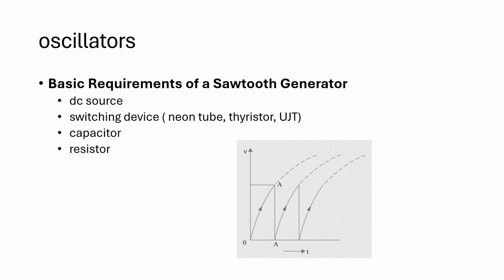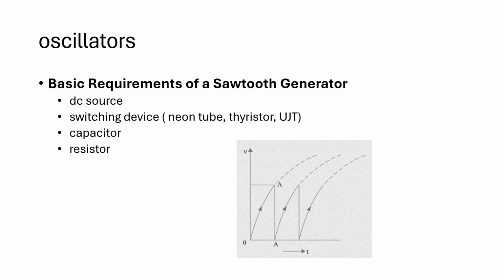Okay, so the first type of relaxation oscillator that we will discuss is what we call the sawtooth generator. So how do we produce sawtooth waves? Okay, so the essential requirements of a sawtooth generator are the following.